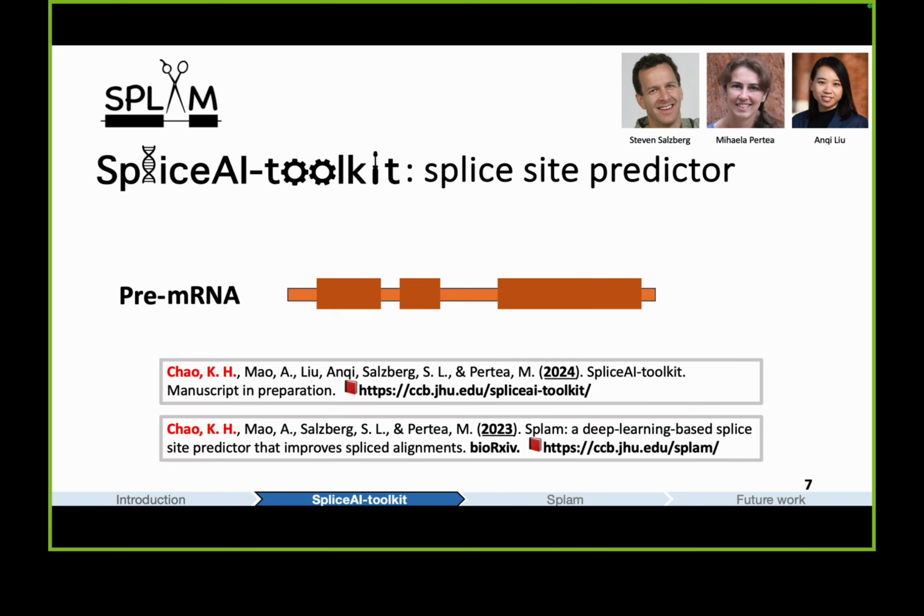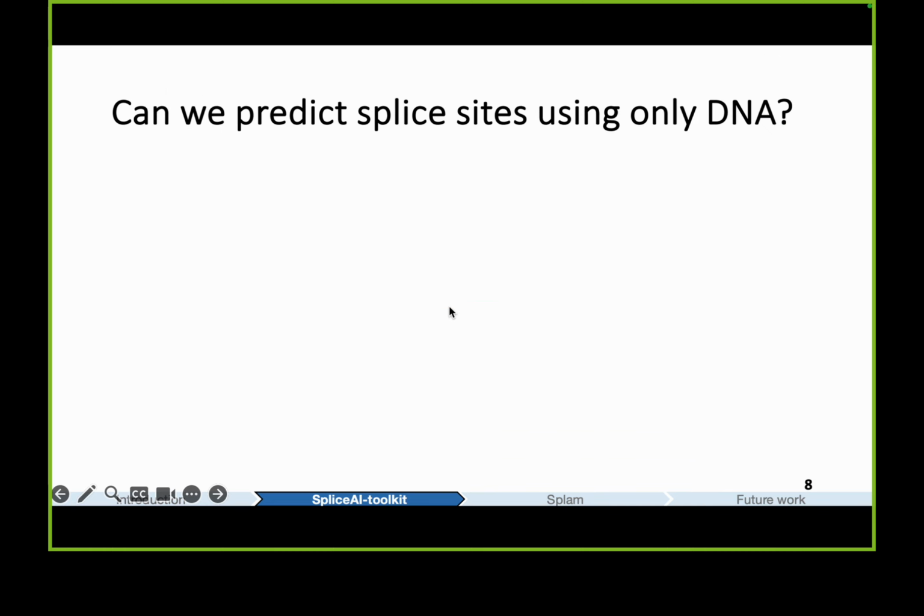I will talk about two tools I'm currently working on, SPLAN and Splice AI Toolkit. So here's an example. Given a pre-mRNA sequence, in this example, there are two splice junctions. Spliceosomes splice out two introns and produce the mature RNA.